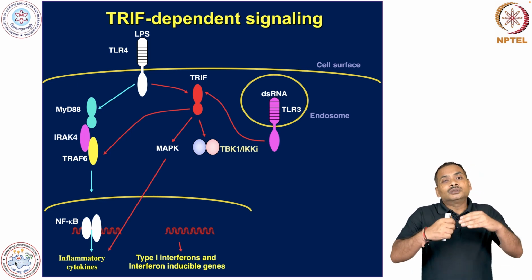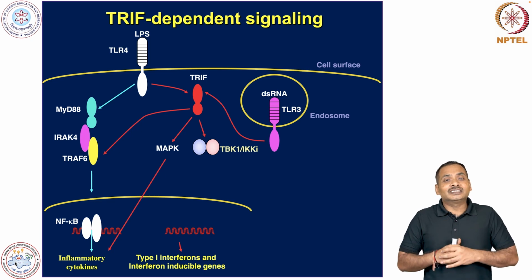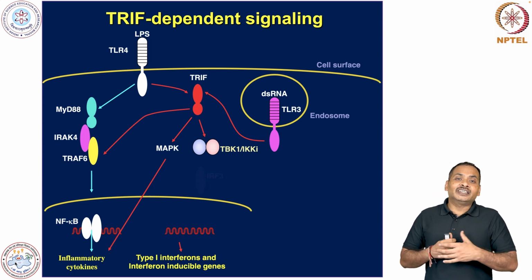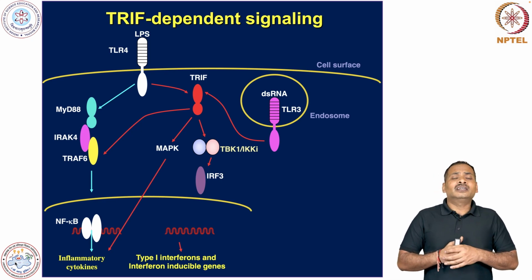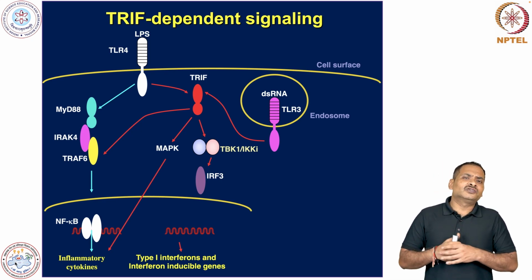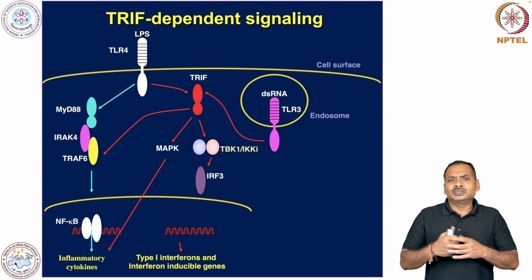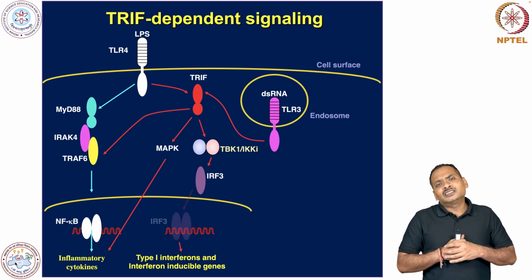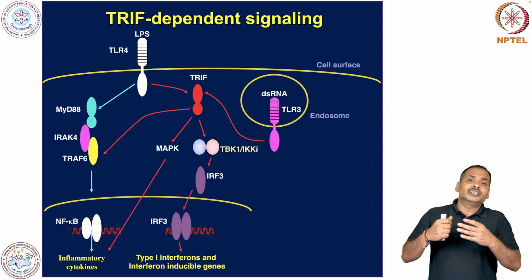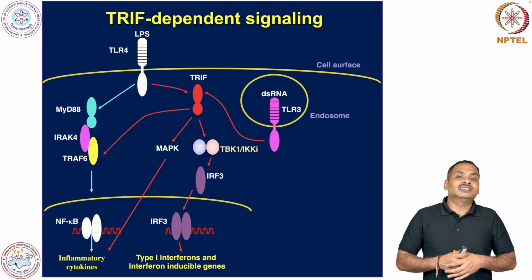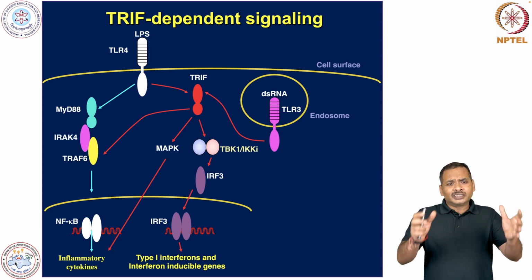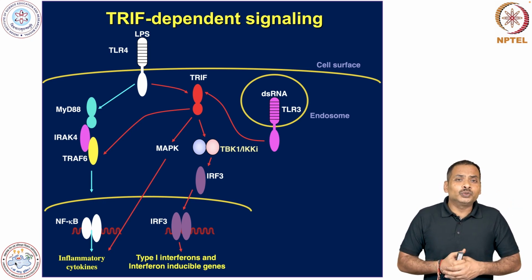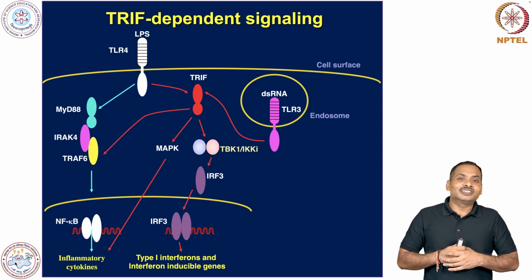Once these kinases get activated, they phosphorylate IRF3, and this phosphorylated IRF3 again becomes a dimer, and then it is translocated into the nucleus in order to synthesize the type 1 interferons. So, this is a very simplified view of this whole TLR signaling.